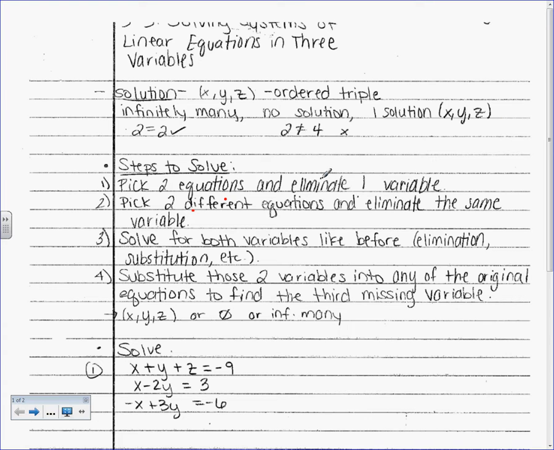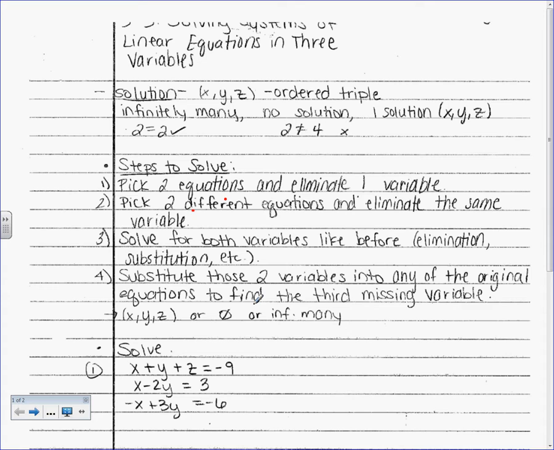Okay? So here's the steps to solve it. These aren't perfect, but they're the best I can come up with to help you. Step 1, pick 2 equations and eliminate 1 variable. I'll show you what that means in a second. Pick 2 different equations and eliminate the same variable, and then it's going to look like everything you've done before. Once you've done that, it's going to look like that worksheet. It's going to have 2 equations with 2 unknowns. So then we solve like before.